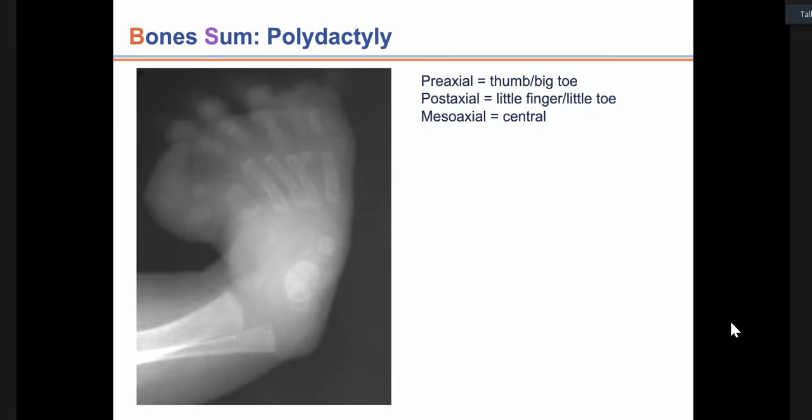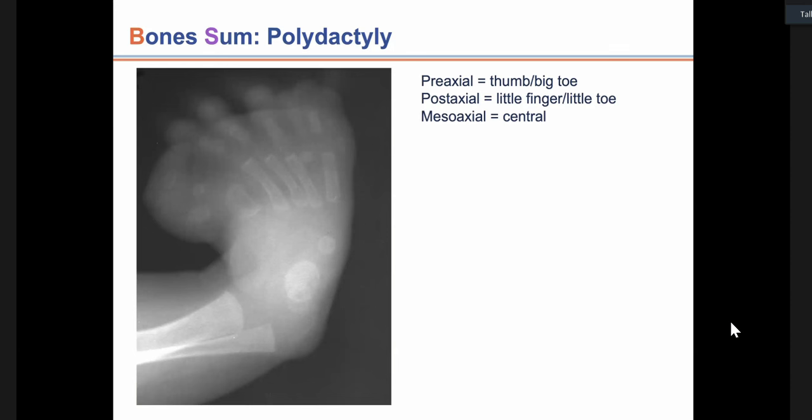And then the sum of the bones is, of course, polydactyly. Preaxial is the thumb side or the big toe, far less common than postaxial, which is little finger, little toe. Indeed, in some ethnic groups, postaxial polydactyly is quite common and occurs as an isolated finding. And then mesoaxial is central.